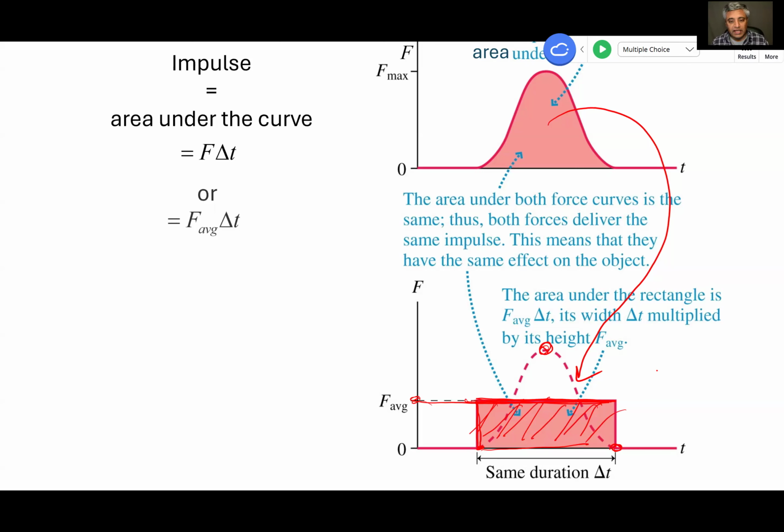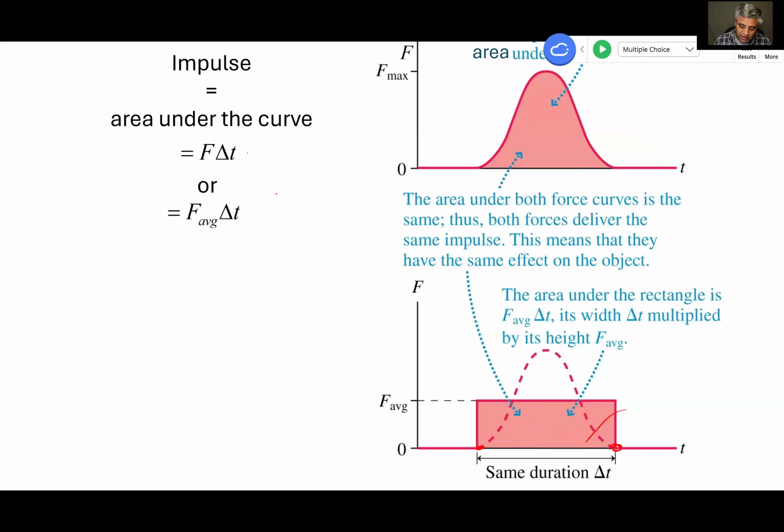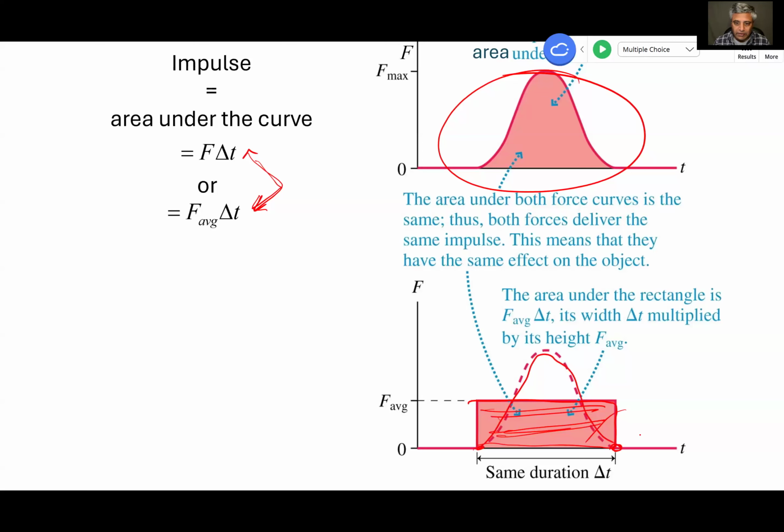So what happens is, rather than saying impulse is force times time interval, we can also say the impulse is the average force times time interval, and find the area under something like that. So this is the main concept here. You can go from force times time interval, and to find that value, you need to find the area of something like this. But once we go to the average force times time interval, we get this area. And it turns out that the area of this rectangle is equal to the area of that one. So this is a workaround without using calculus, okay?